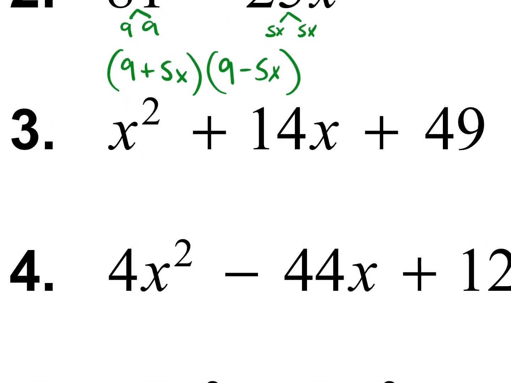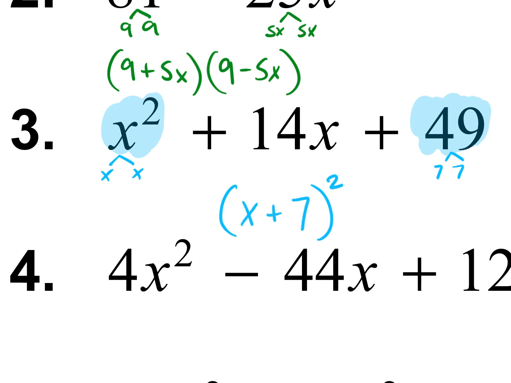In number 3, the first and the last term are perfect squares. What times what gives us x squared? X and x. What times what gives us 49? 7 and 7. So when it's a trinomial, when you have 3 terms, it's just one parenthesis squared. What do you think is going to go in the parentheses? X plus 7. Perfect. Now it's a plus because the sign in the middle has a plus.